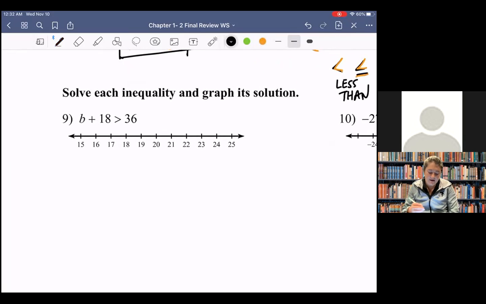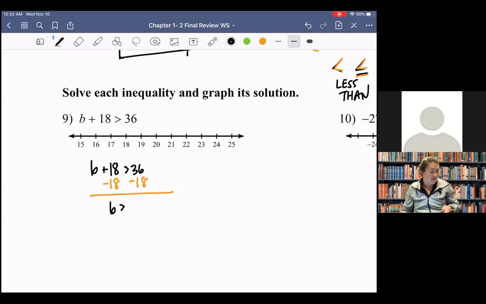b plus 18 is greater than 36. So I'm going to write that again under here. I'm going to subtract 18 from both sides. And I have b greater than 36 minus 18. So that's just 18. So there's my answer. b is greater than 18.